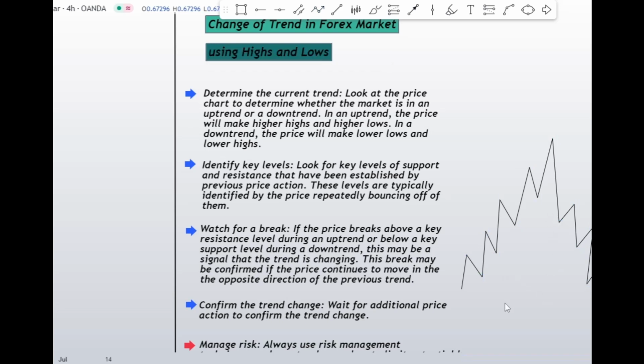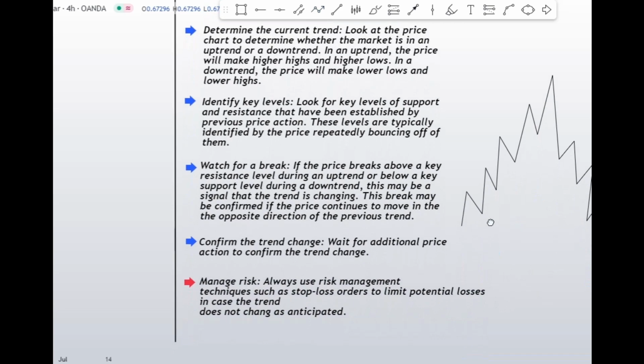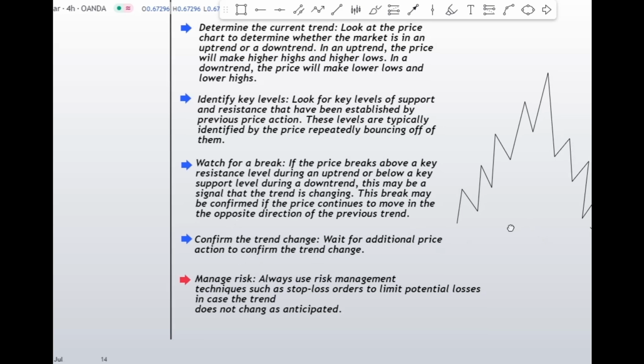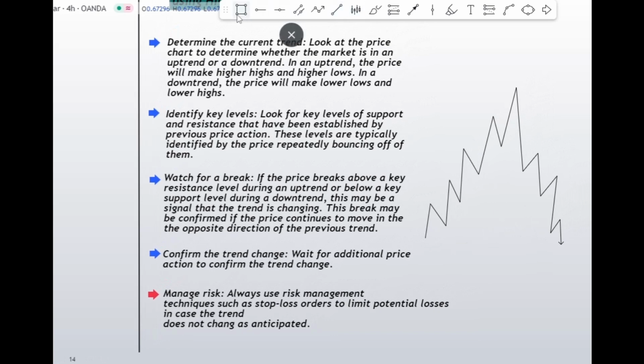And the fourth, confirm the trend change. Wait for additional price confirmation. By waiting for additional confirmation, it means that you can wait for a retest. Most of the time, you're going to find a retest that is coming back to the last support that was made here. Vice versa, when the market is going up, the market will come back and retest the last resistance that was made. We're going to see that on a real chart.